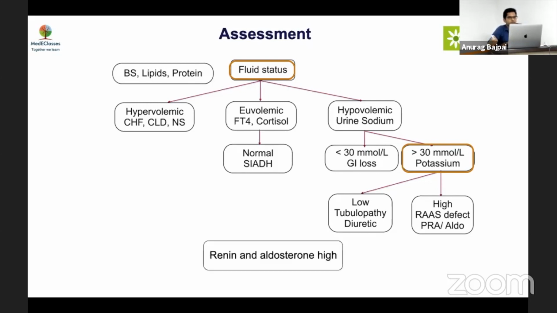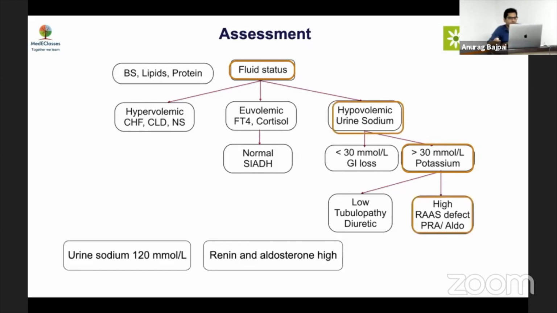And in this, it was seen that the renin and aldosterone are high, which somehow goes against the RAS defect. But then the next point is that you can see urinary sodium is high, suggestive of urinary loss. So this case actually was a PHA type 1, which mimics cystic fibrosis in many cases, and this is a systemic involvement.